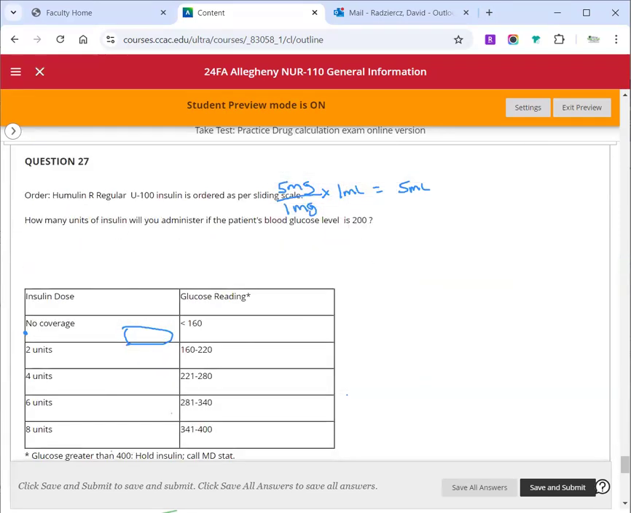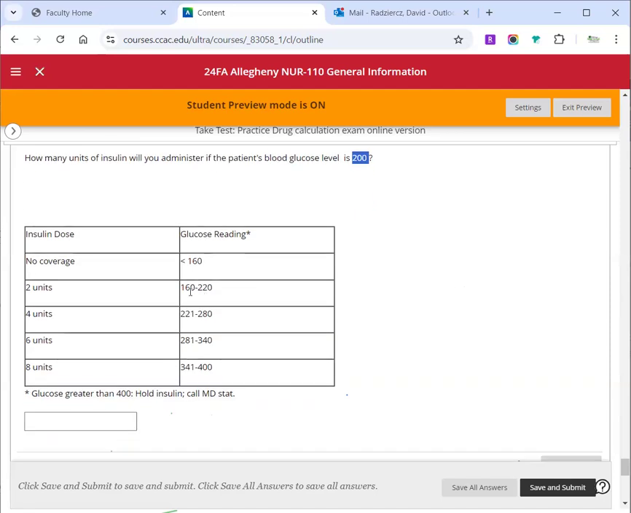All right, insulin question. So typically what they're going to give you is a sliding scale question, and they just want you to put your answer to this. So you really don't need to convert anything. You just need to be able to read the graph or the table. So it tells you that your patient's glucose level is 200, and you're just going to look for that range, which is right here.